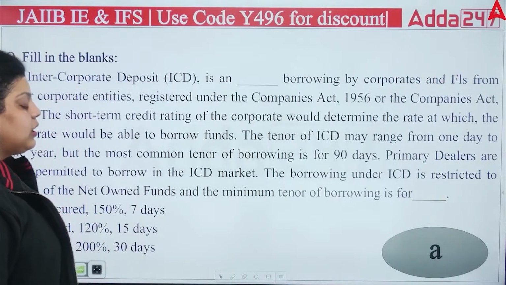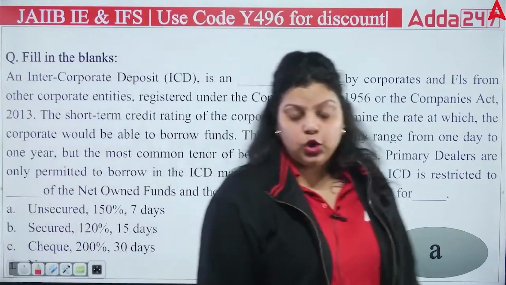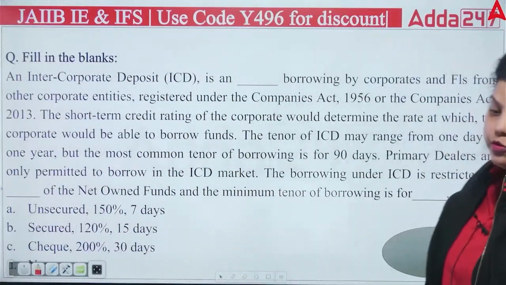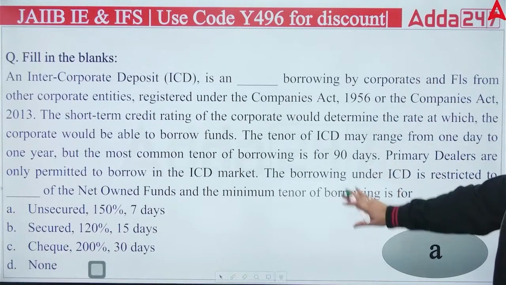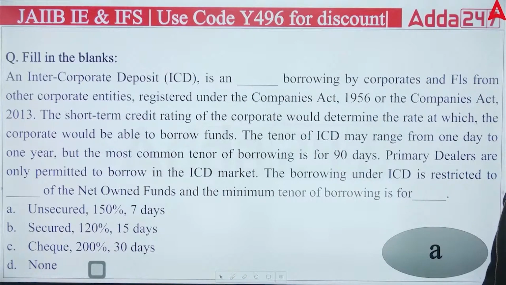So when none of the above is given as one of the options, you have to cross-check all the options. You have to read all the statements and all the fill-in-the-blanks here to answer the question.